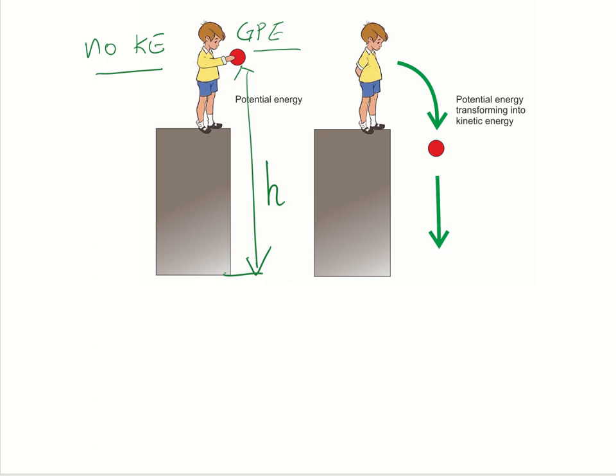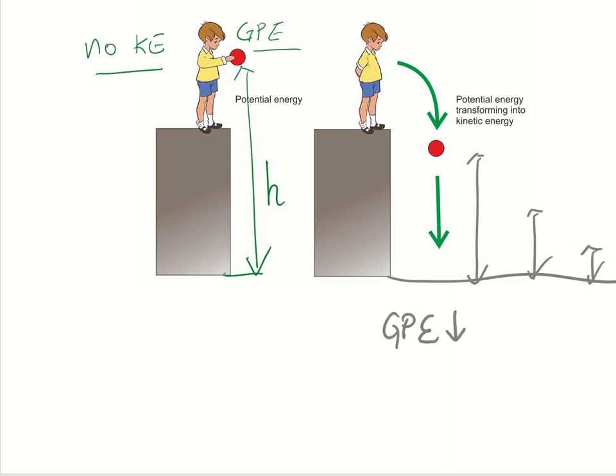Now, when the boy drops the ball, as the ball approaches the ground, the height gets lower and lower. So we can say that GPE decreases, because gravitational potential energy depends on the height. As the height decreases, GPE decreases. Now, what about the kinetic energy? Initially, there is no movement, so there's no kinetic energy, it is zero. But as the ball is moving down, its kinetic energy increases.